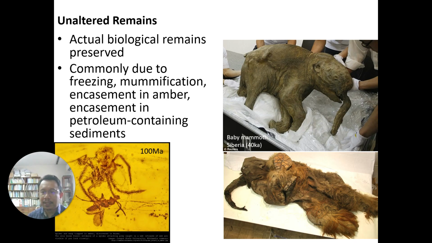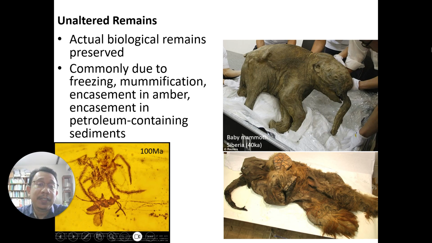Okay, so let's have a look at the different modes of fossil preservation, one by one. The first mode is unaltered remains. What is meant by that? You preserve the actual biological remains. For example, here we have a baby mammoth which has been fossilized, right?